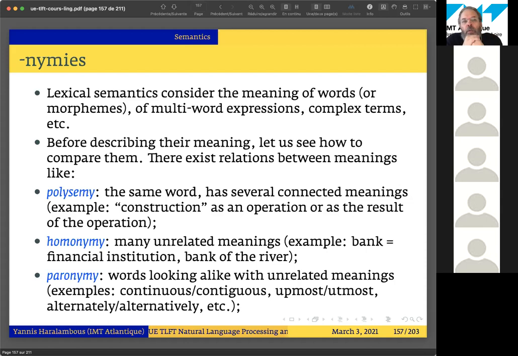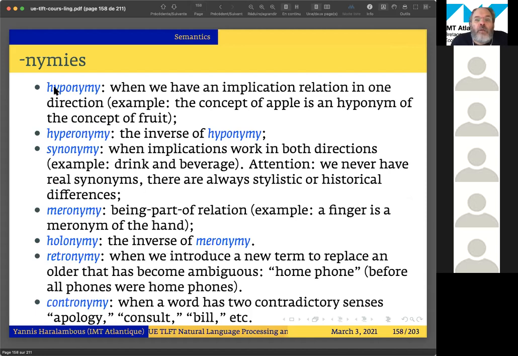So you all know about relations like synonymy, but also homonymy: same sound, same written surface, but different meanings. Very important are also the cases of hyponymy and hyperonymy. So hyponymy is a special case. An apple is a hyponym of a fruit because it's a special case. And hyperonymy is the inverse. It's the more general case.